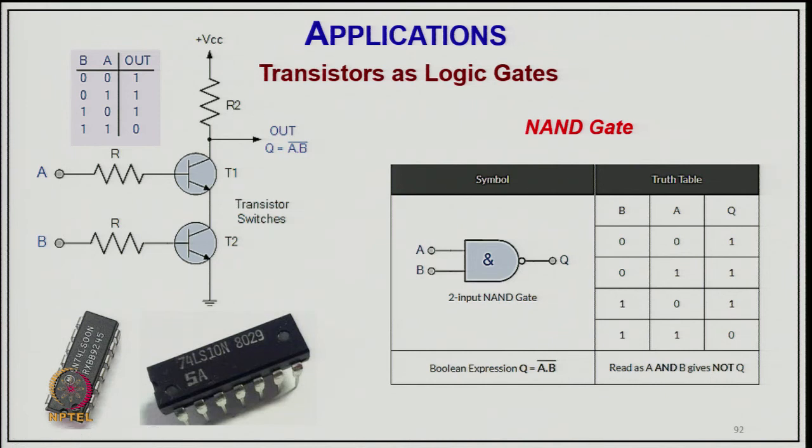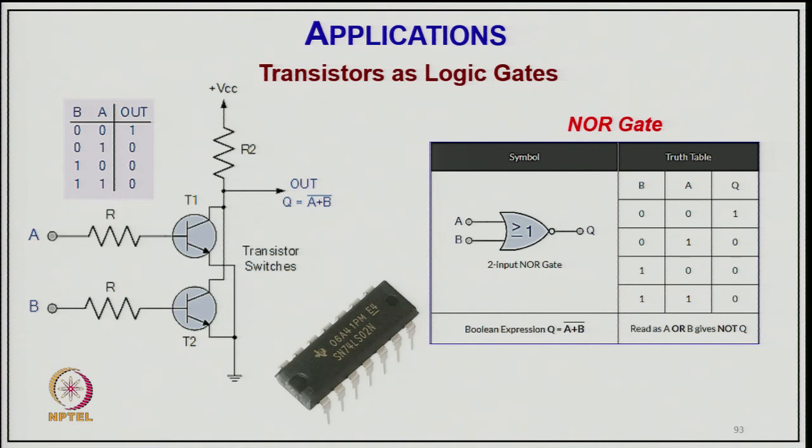You might have already gone through this. In all 3 cases there is only one case, when both inputs are 1, that you will get 0. Both being on means both transistors are conducting, so the output will be grounded. Now, this is your NOR gate. Here both transistors are connected in parallel. So if any one of the 2 is on, or both are on, you will get connected to ground.